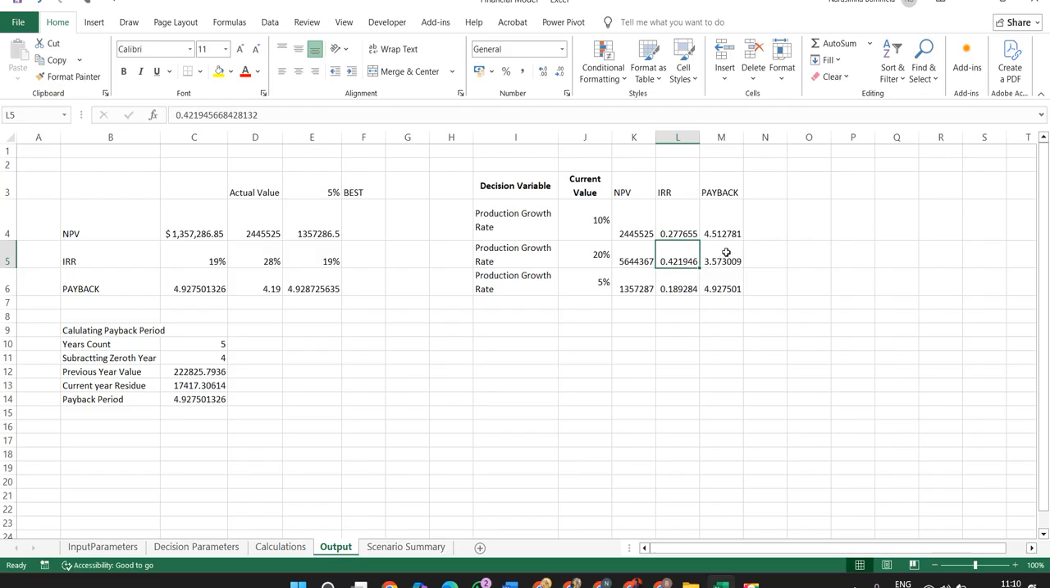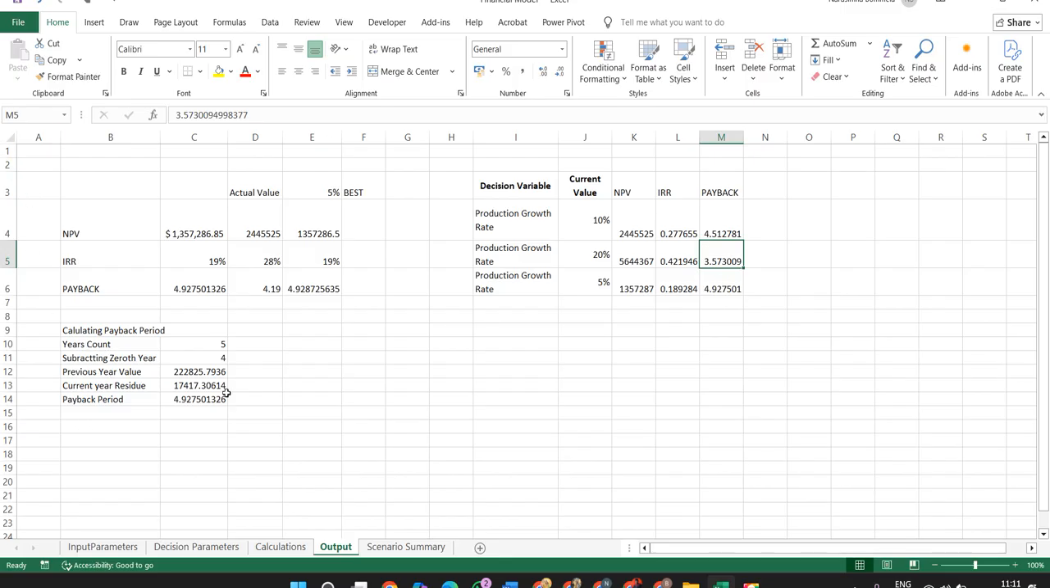If you see, when we are increasing the value, the NPV is increasing and IRR is increasing, but the payback period is decreasing. So the payback period is inversely proportional to growth rate, and NPV and IRR are directly proportional to growth rate, because when growth rate is increasing, NPV is increasing, and IRR is increasing. But when growth rate is increasing, the payback period is decreasing. Simple. So this is the relation. You should explain it. That's it.